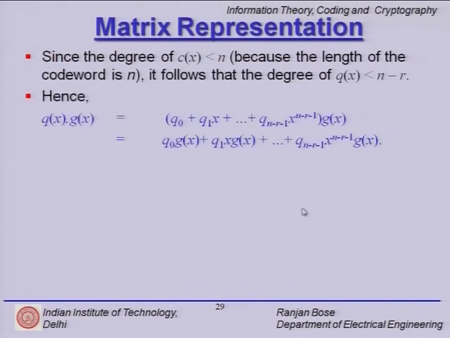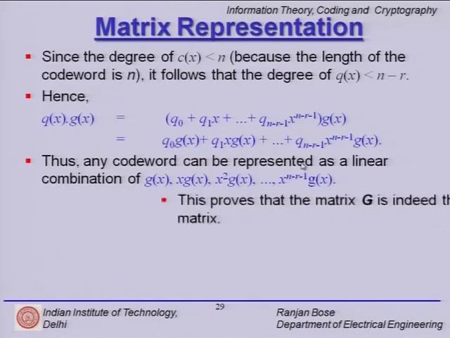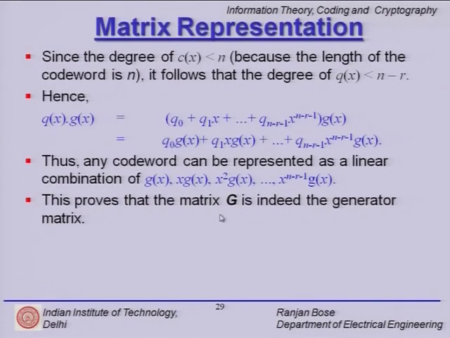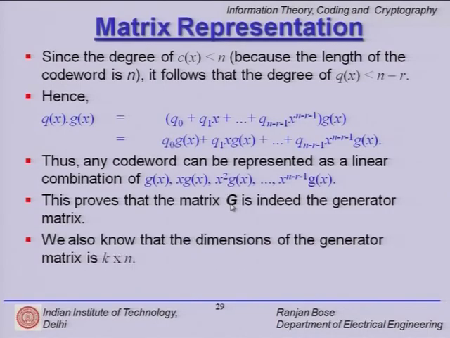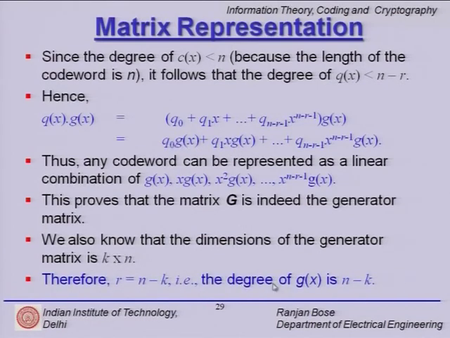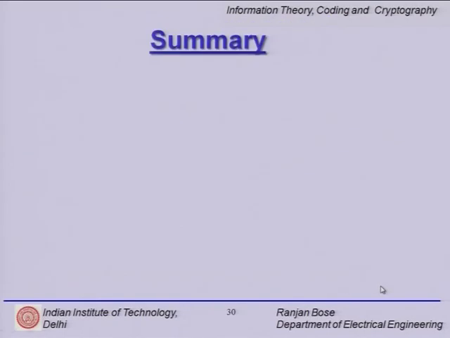So, we are explicitly writing that any polynomial times g of x can be written as a sum of shifted code words, and therefore, you can prove that the matrix G is indeed a generator matrix, just because the rows are valid code word polynomials. And we know that the dimension of the generator matrix is k cross n, and the degree of g of x is n minus k, as we established.